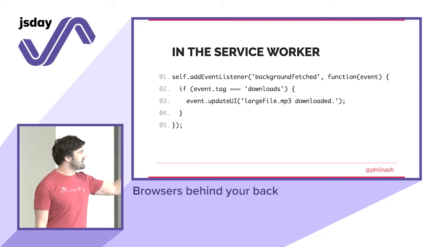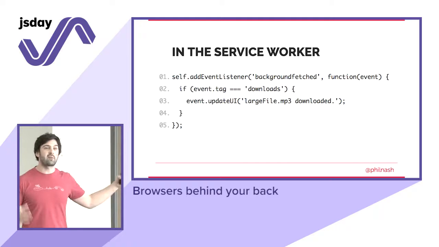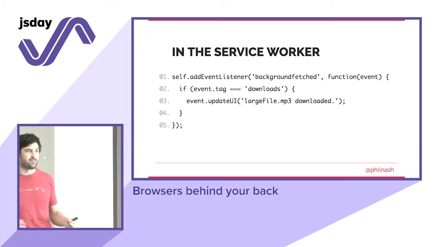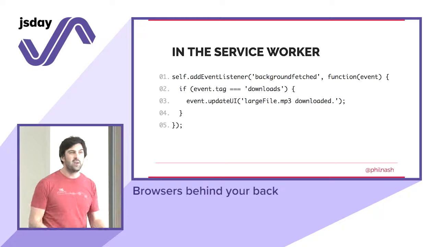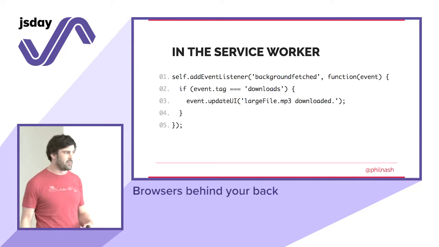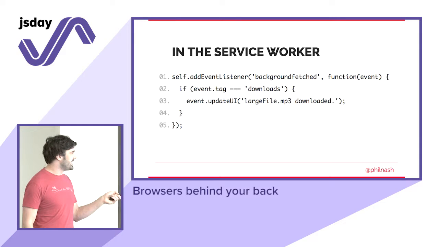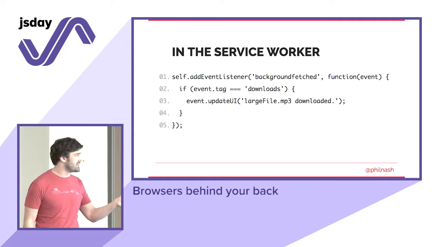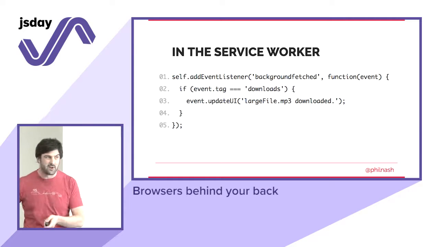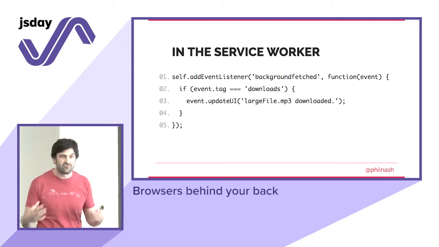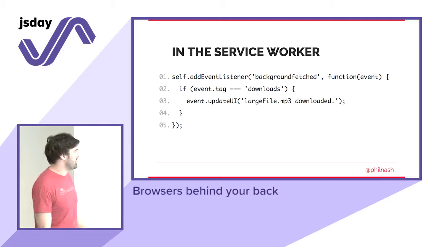And then in the service worker, you listen for the success event, background fetched. We've done it. We've fetched all the things. We can put them in a cache. We are ready for our user to open the page again at some point. You can also update the UI at this point, so you can say that it's downloaded, and that will appear in the browser. And I think this is pretty cool. Like I said, it's really good for large file uploads and downloads.